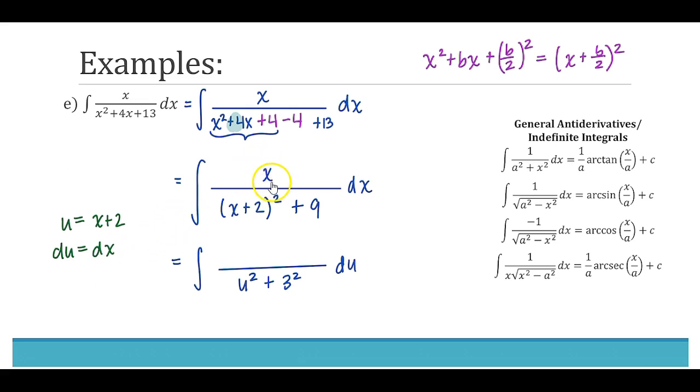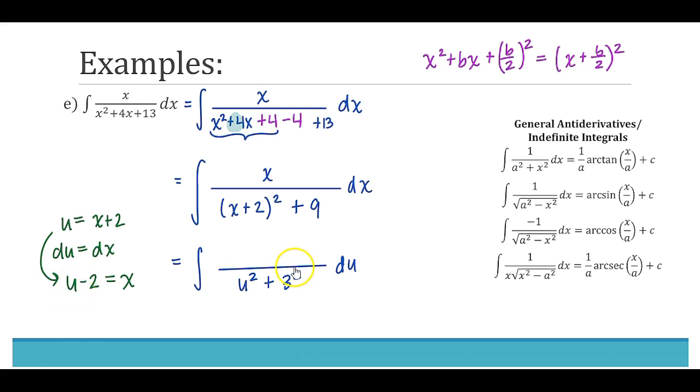The problem is that I still would have an x on the top, and I don't want x's and u's in the same integrand. So I need to somehow, if possible, get rid of this x. And that's where the original u equals x plus 2 substitution comes in. So I can go ahead and solve this equation for x to write it in terms of u if I subtract the 2 to the other side. So u minus 2 is equal to x.